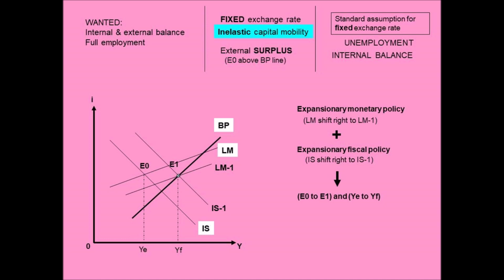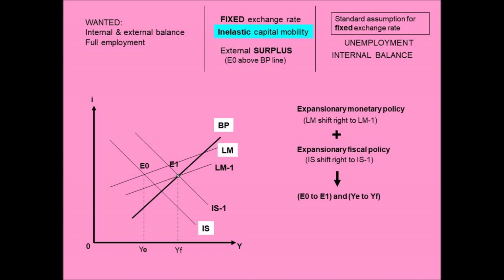How can you achieve internal balance, external balance, and full employment? You use expansionary monetary policy. You have to cross YF with the BP. So expansionary monetary policy, LM shifts right, and expansionary fiscal policy. So finally, you come to E1. You move from YE to YF. At E1, all three lines, IS, LM, and BP, cross at YF. So you have internal balance, external balance, and full employment.